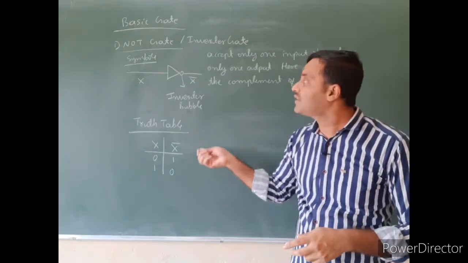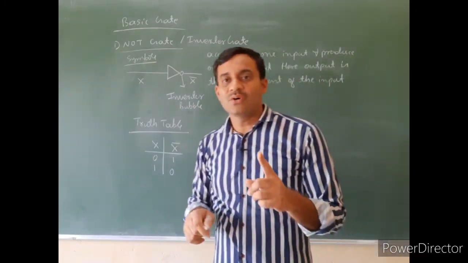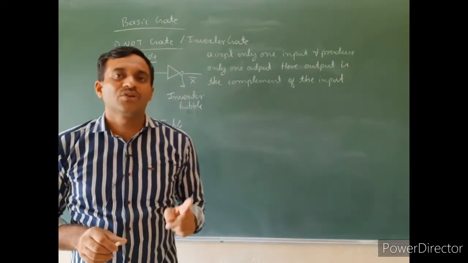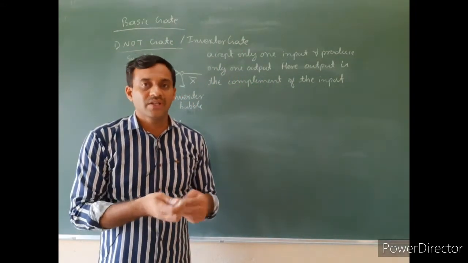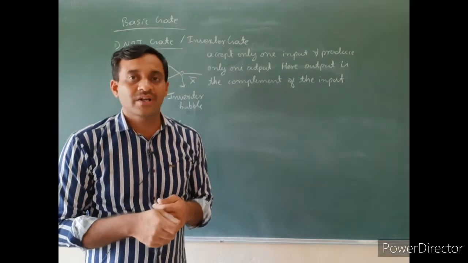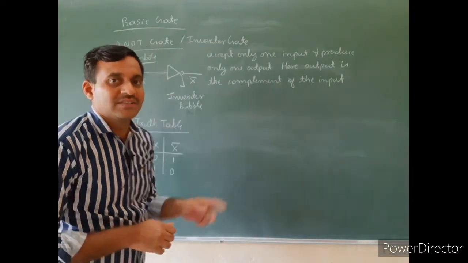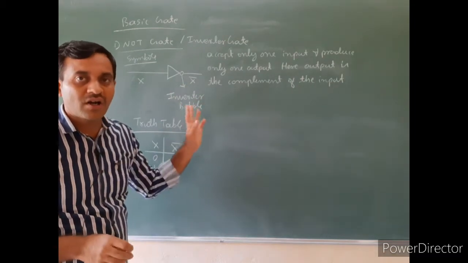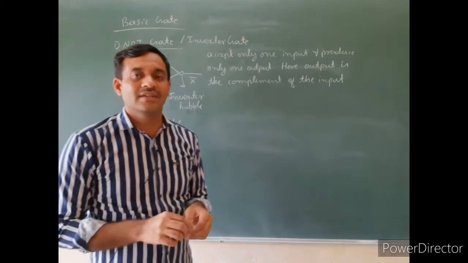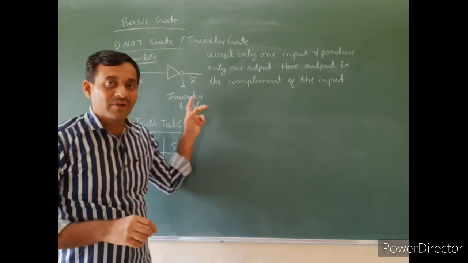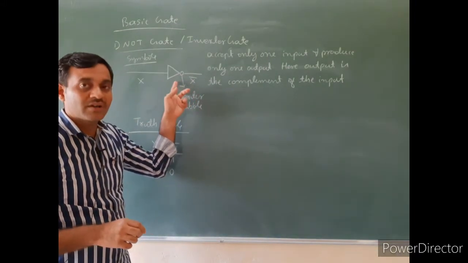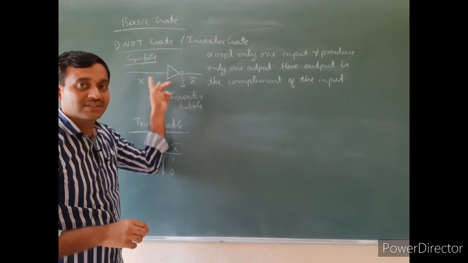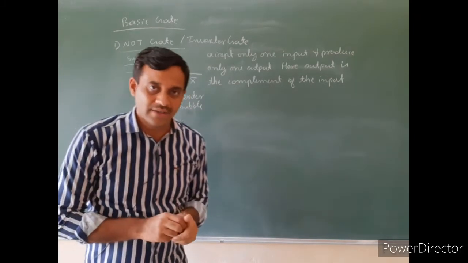So this is the first gate, NOT. It accepts only one input signal and produces only one output signal. So the output is the complement of the input signal. See the logic symbol and truth table. It is also called the inverter gate. In an examination, if you have a question, write the logic symbol for the inverter gate, this is the logic symbol for the inverter gate.